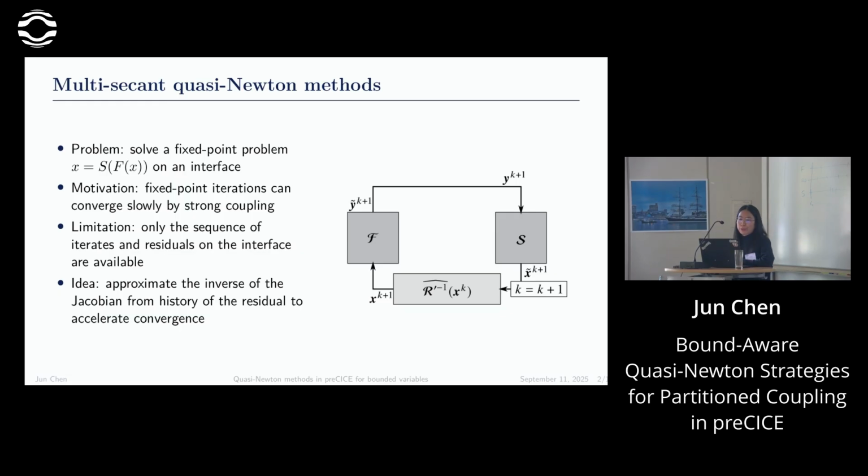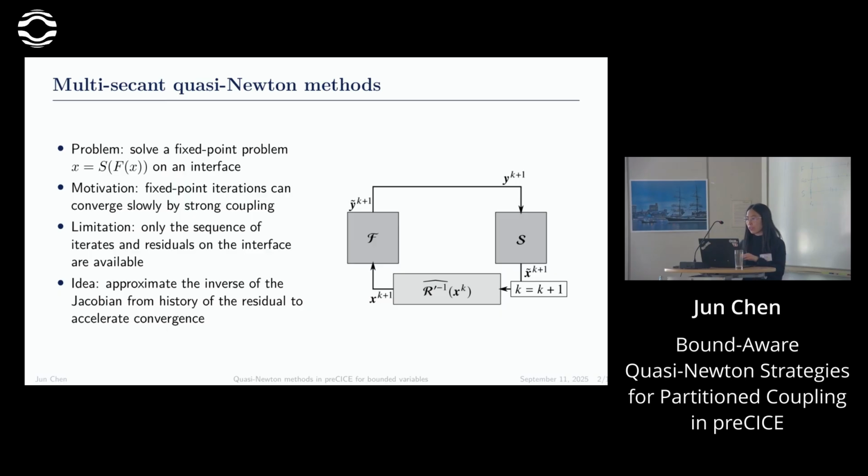in preCICE, what we want to do in the implicit coupling case is to solve a fixed point problem where the operator is a combination of multiple subsolvers. If you look at the cartoon on the right-hand side, we see a fluid solver and a solid solver and an acceleration block at the bottom.